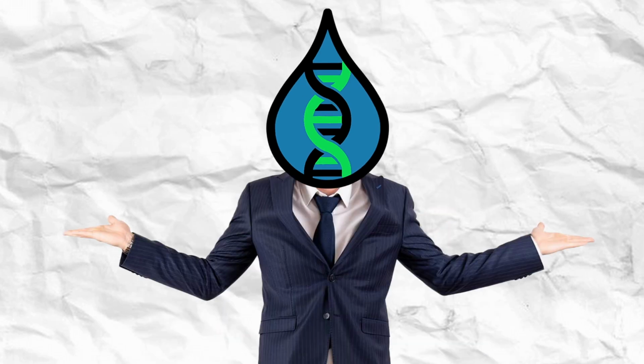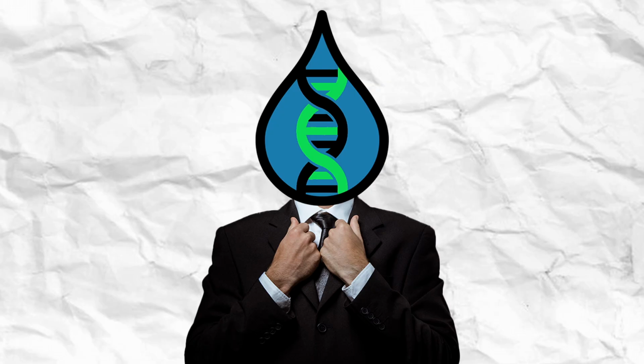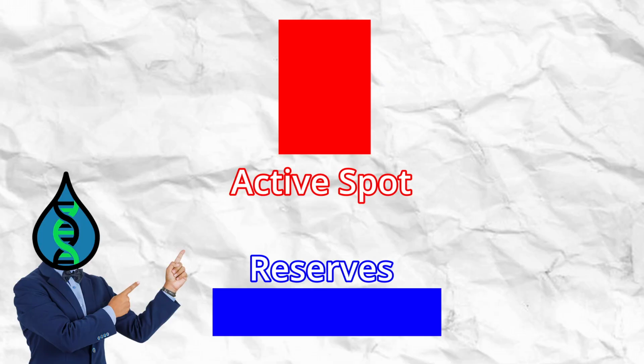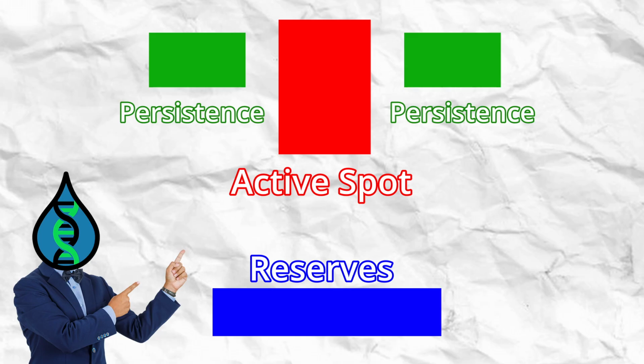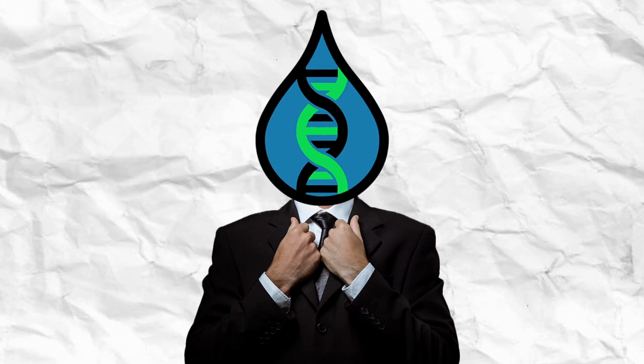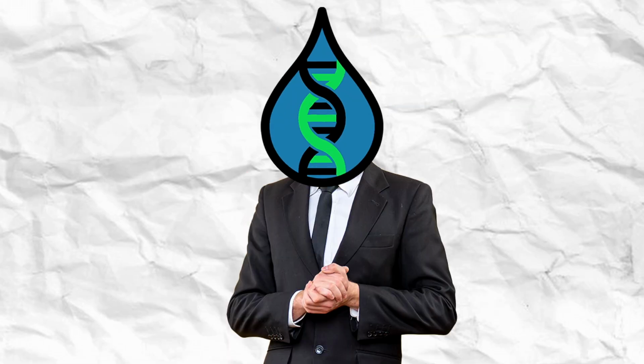So, what does the board layout actually look like? Well, to start, there are three main locations. You have your active spot, the reserves, and then the persistent slots. Your deck and discard can go on either the left or right, and you can have your discard above or below your deck, but they must be on the same side and be visible to your opponent at all times.